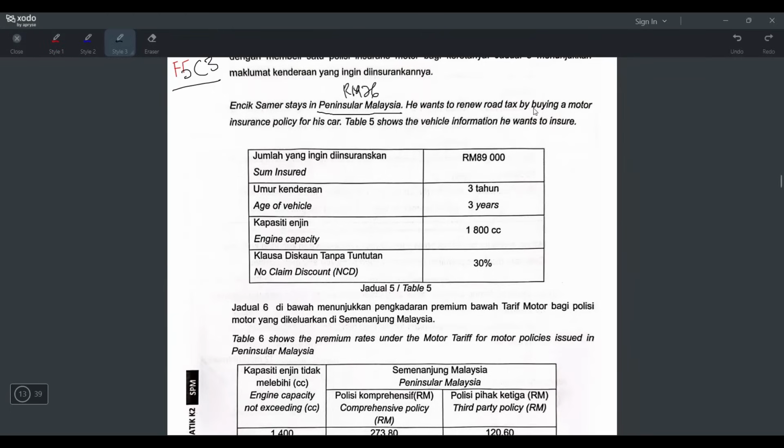He wants to renew Rotex by buying a motor insurance policy for his car. Ini tak penting. Table 5 shows the vehicle information he wants to insure. Okay, sum insured will be important because when you calculate comprehensive basic premium, you need this. Age of vehicle, this is useless. Engine capacity, yeah, this is useful because when you baca motor tarif, you need to know what CC. And the NCD is only important when you calculate gross premium lah.